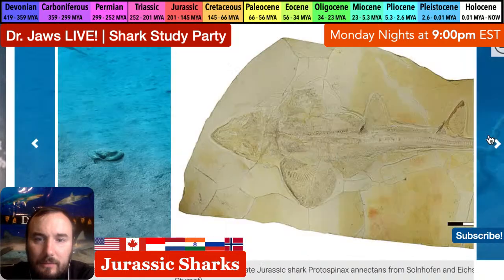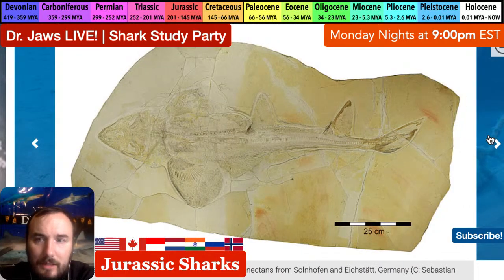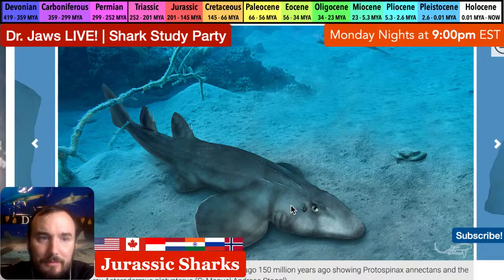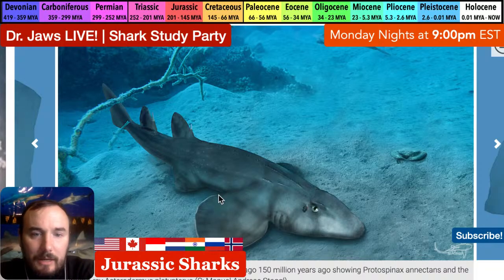So let's see if we can get some more images. So here's the actual complete fossil of Protospinax, which is so cool. It almost looks like a guitar fish, but the key thing that makes it a shark is that the gills are on the side of the head, and the pectoral fins are not fused to the head. So this is definitely a shark of some kind.